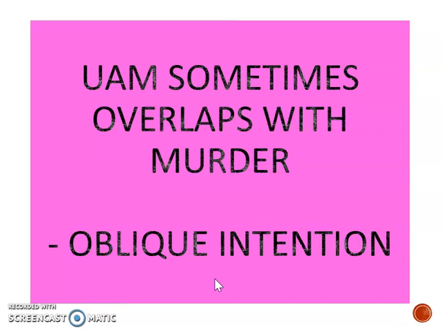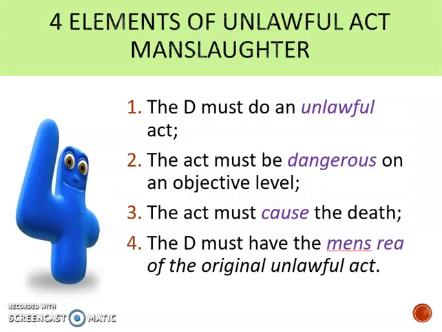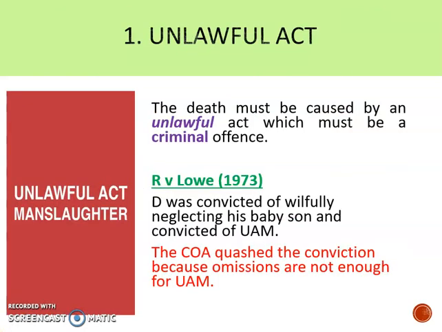and explain that. So just to remind you then, these are the 4 elements that we're looking at today. And as usual, we're going to look at each in turn, starting with there must be an unlawful act. To find our defendant guilty of unlawful act manslaughter, firstly, there must be an unlawful act. And the clue is in the name, unlawful act. So the death must be caused by an act which is a criminal offence.